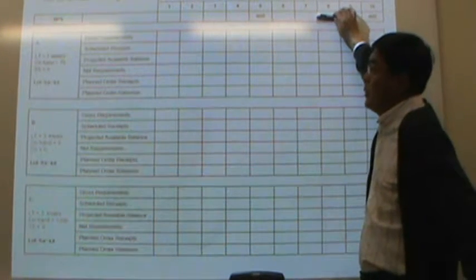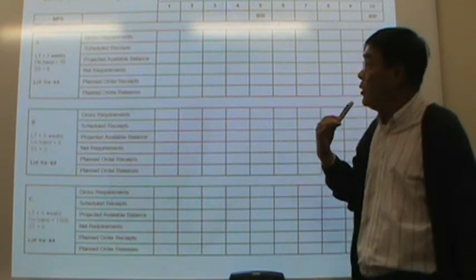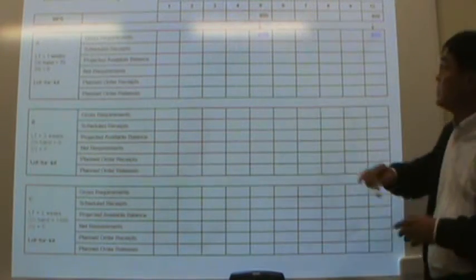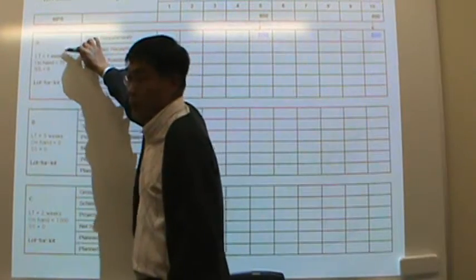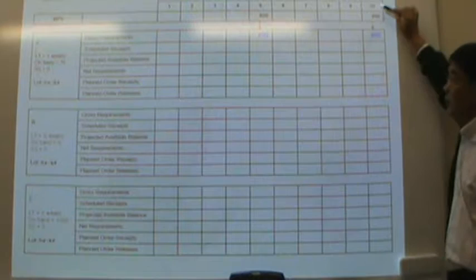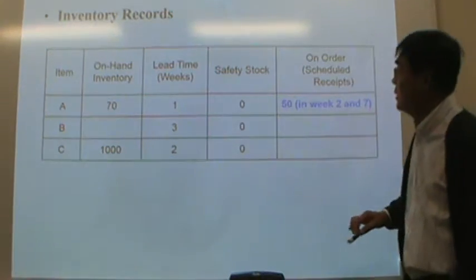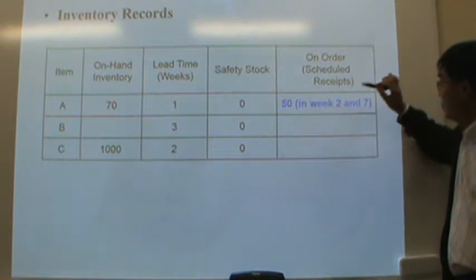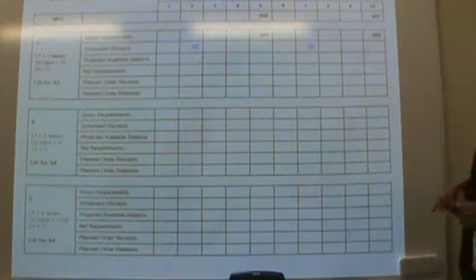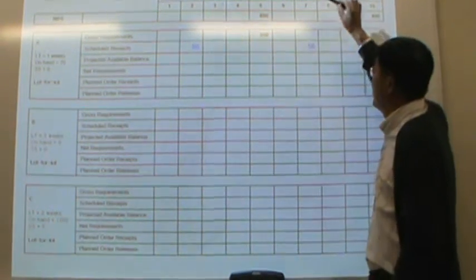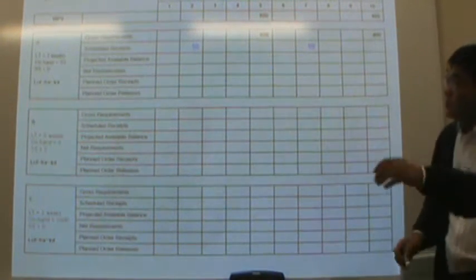First, we need the MPS of 800. Based on the MPS, that is the final product, we need 800 in week 5 and 800 in week 10. So the gross requirement for A, the final product, is 800 in week 5 and 800 in week 10. According to the inventory record file, on hand is 70, the scheduled receipt is 50 in week 2 and 50 in week 7, and the lead time is 1 week.